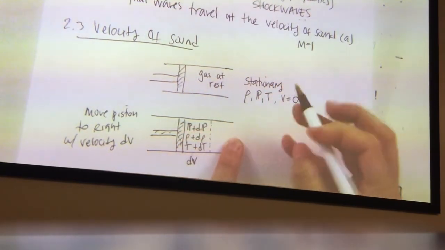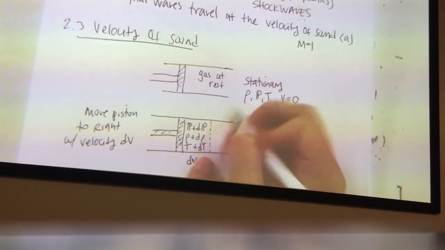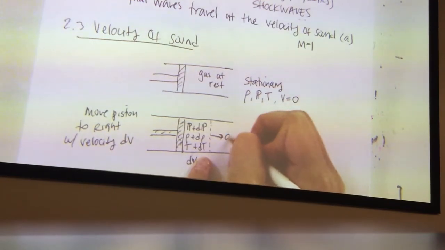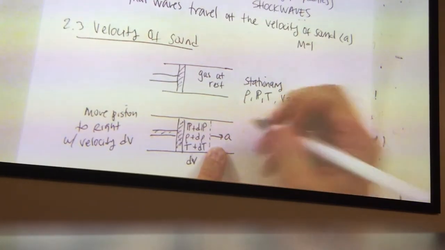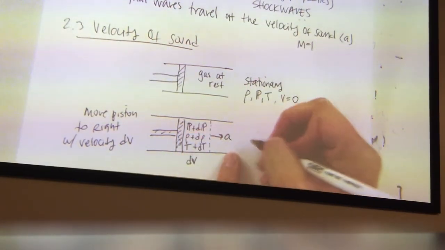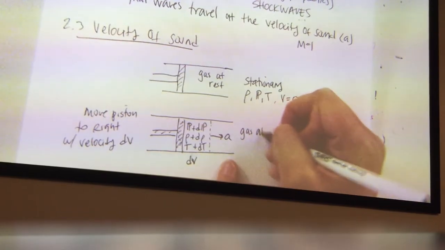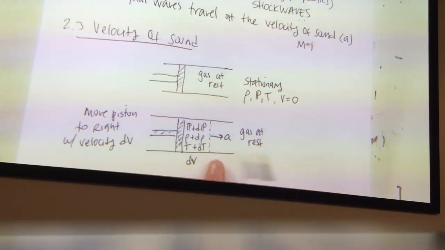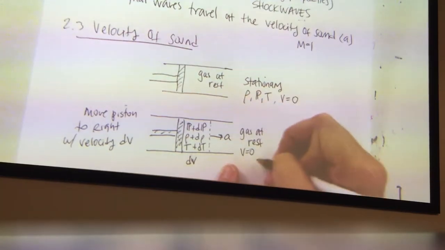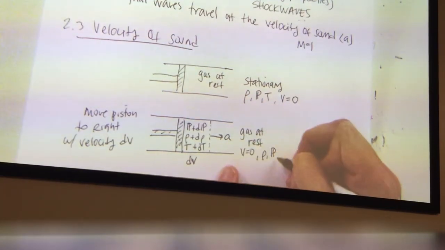shown to the rest of the fluid by a certain speed, and that's going to be by moving at a velocity A. So these properties are going to be translated to the rest of the fluid at a velocity A. So before the velocity A, we still have gas at rest. So downstream, the gas is still at rest before it reaches this parameter. So we still have V equal to zero, rho, P, T.